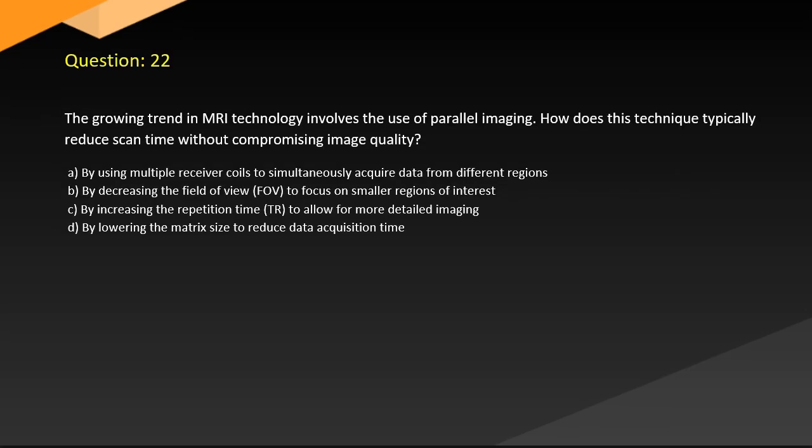Question 22. The growing trend in MRI technology involves the use of parallel imaging. How does this technique typically reduce scan time without compromising image quality? A. By using multiple receiver coils to simultaneously acquire data from different regions. B. By decreasing the field of view, FOV, to focus on smaller regions of interest. C. By increasing the repetition time, TR, to allow for more detailed imaging. D. By lowering the matrix size to reduce data acquisition time.